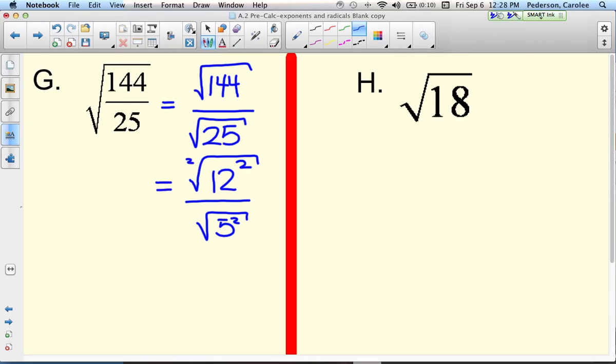Now both have that index of 2. The square root of 12 squared is 12. The square root of 5 squared is 5.